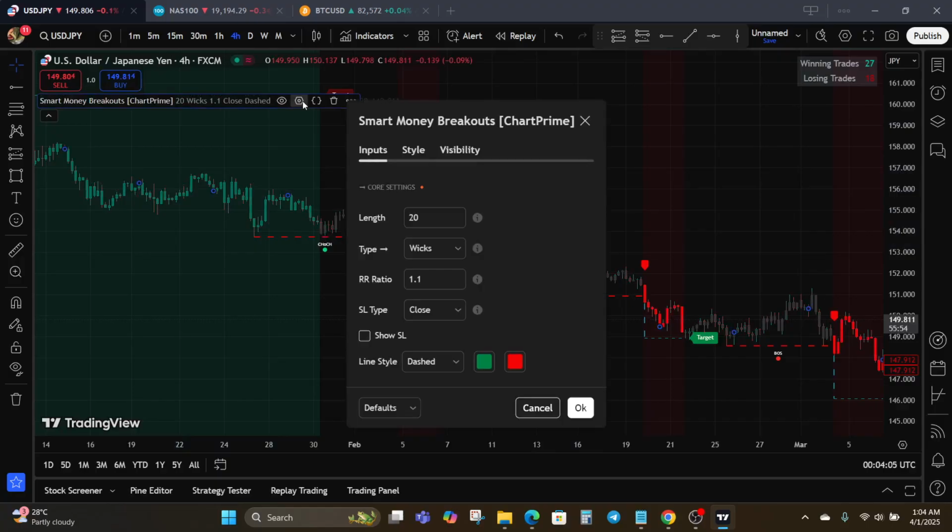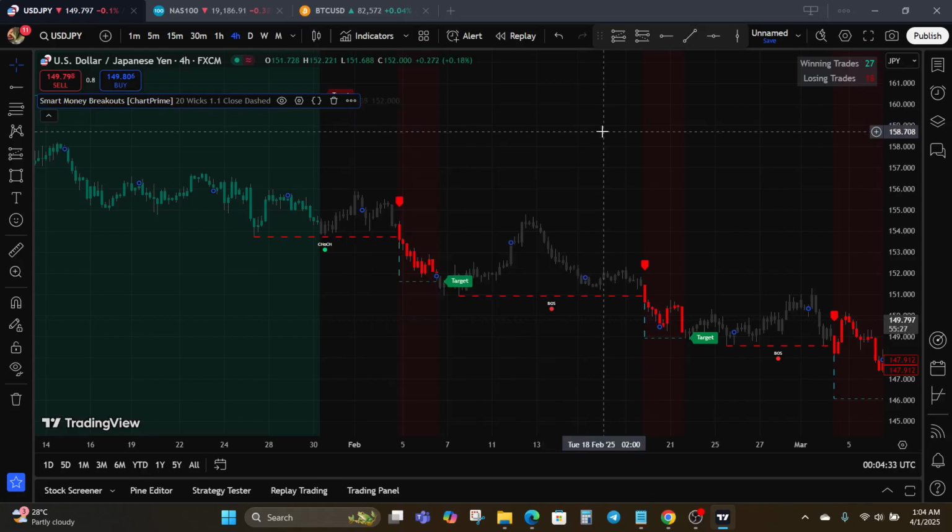Now, let's just quickly talk about the settings. The SMB indicator can be adjusted based on your trading style, whether you are scalping, day trading, or swing trading. For short-term trades, you can use a lower sensitivity setting to capture quick structure shifts. For higher time frames, you can actually increase the sensitivity to focus on major market reversals, right? You can also combine the SMB indicator with volume or liquidity zones to further confirm smart money activity.